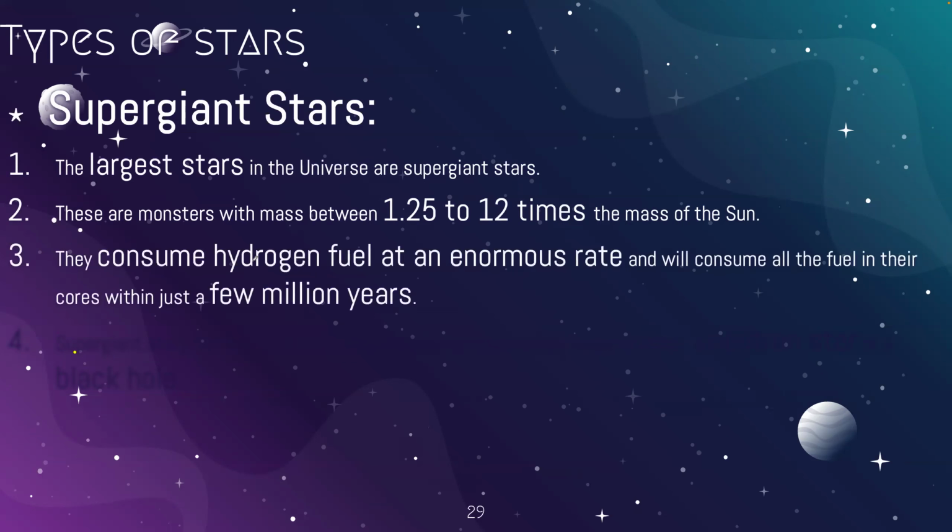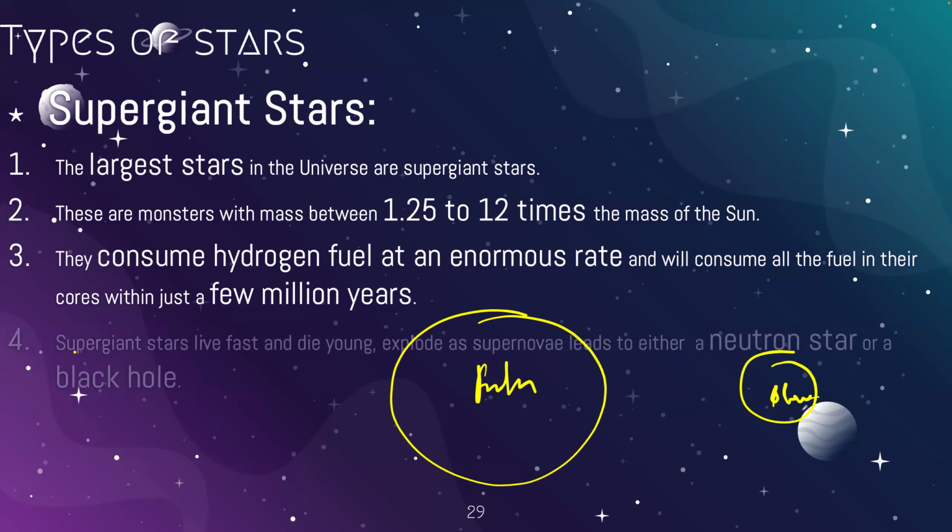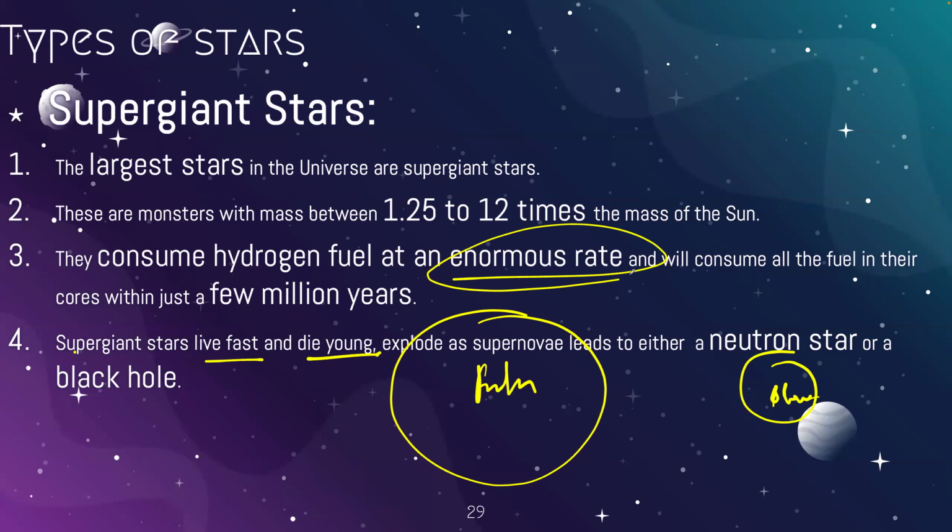They consume hydrogen fuel at an enormous rate and will consume all the fuel in their cores within just a few million years. Obviously, the more massive the star is, the faster it uses the fuel. The smaller the star is, the slower it uses the fuel. That is why we say giant stars live fast and die young. Why? Because it uses the fuel at an enormous rate and runs out of fuel very quickly. That's why we say they die young. It explodes as a supernova, which leads to either a neutron star or a black hole.